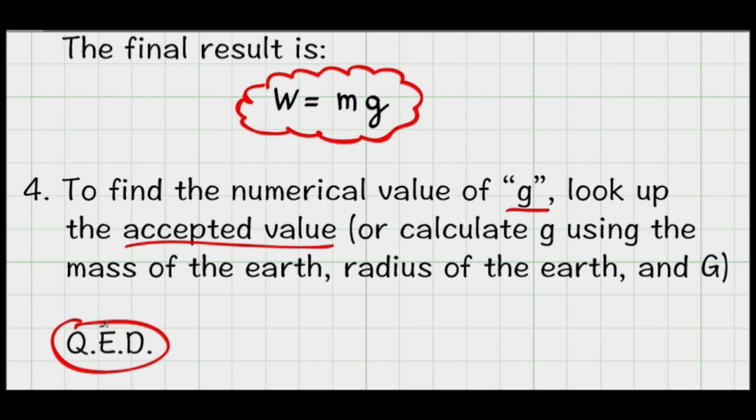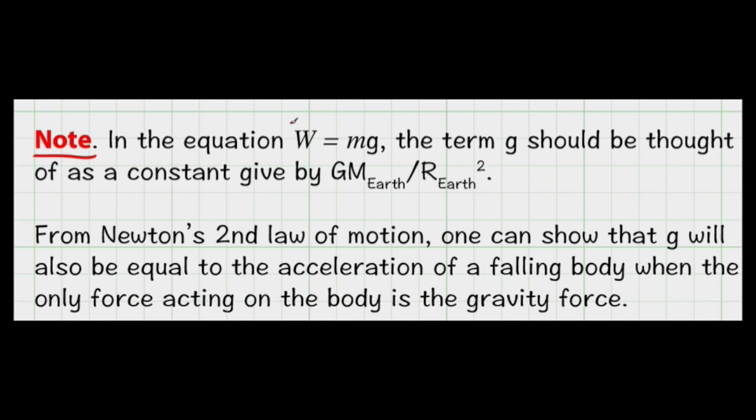QED is Latin, and it means basically it is shown or it is proven. Note, when we use this equation, the term g that appears in the equation should be thought of as a constant, given by the gravitational constant times the mass of the Earth, divided by the radius of the Earth, squared.